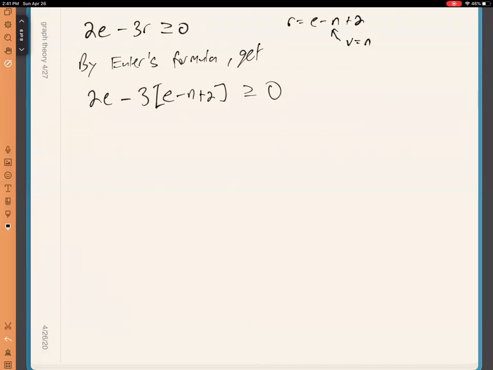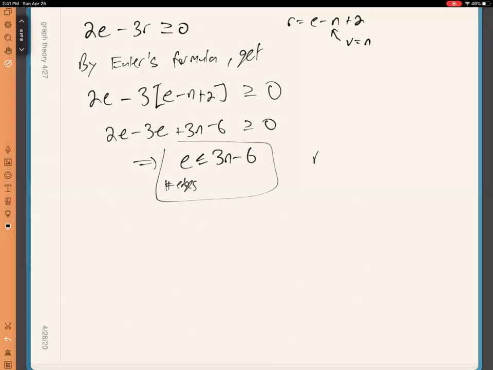And so now let me expand this out. So this is 2e minus 3e plus 3n minus 6 has to be bigger than or equal to 0. Well, I get a negative e. And so this tells me, if I rearrange the inequality, that e has to be less than or equal to 3n minus 6. But e is just the number of edges. So this is what we wanted to prove, right? So this proves part 1.